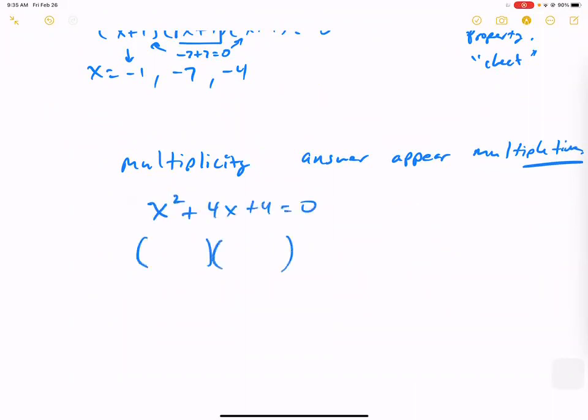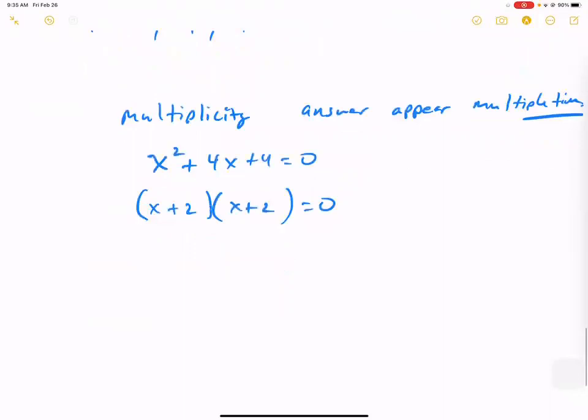2 times 2 is 4. X plus 2, x plus 2. What would make this go to 0? Negative 2 and negative 2. Look, x happened twice, and that's totally okay. But when you answer it, what's your answer? You don't necessarily say negative 2, negative 2. We can say x is negative 2 with a multiplicity.